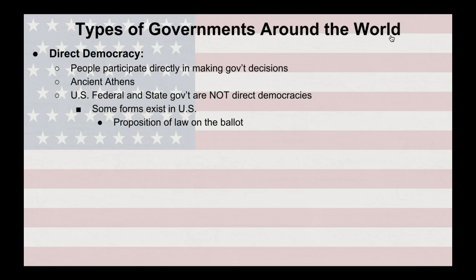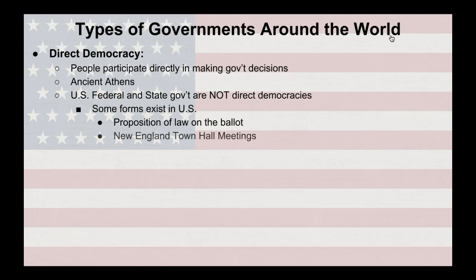this is an element of direct democracy because we're not having someone make this decision for us. We are going and voting either yes or no, and so we're participating in this direct democracy.